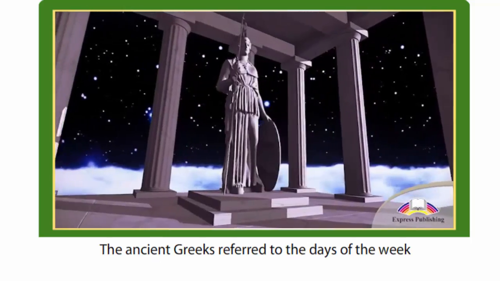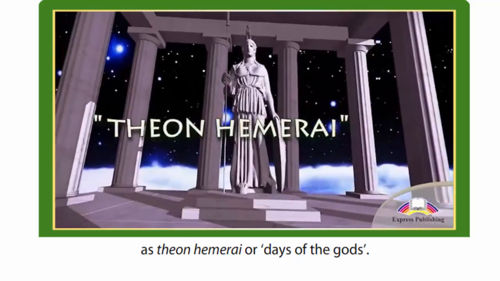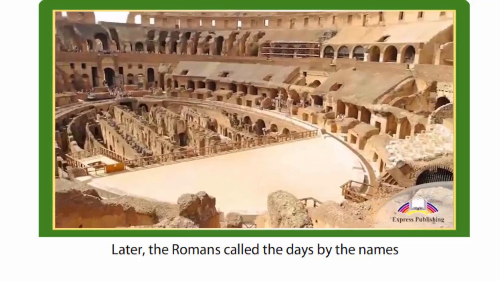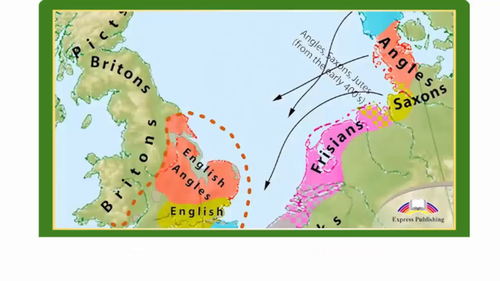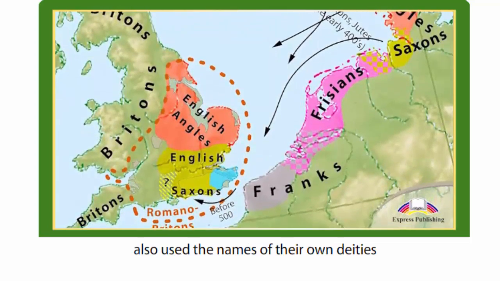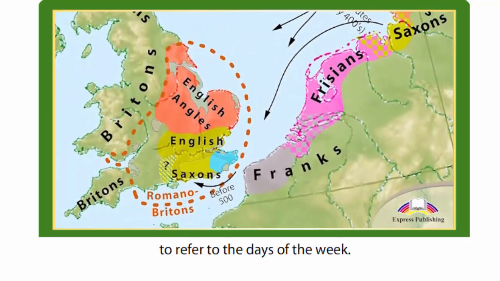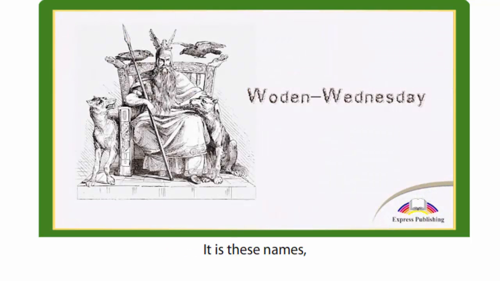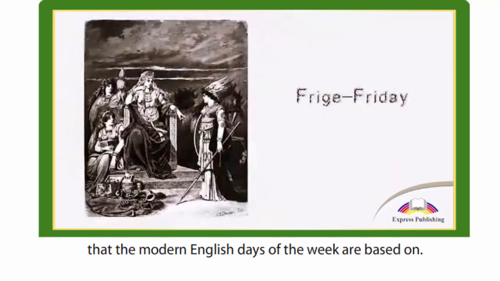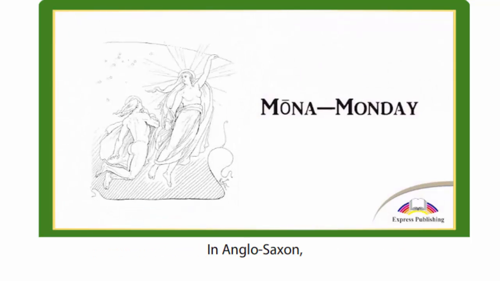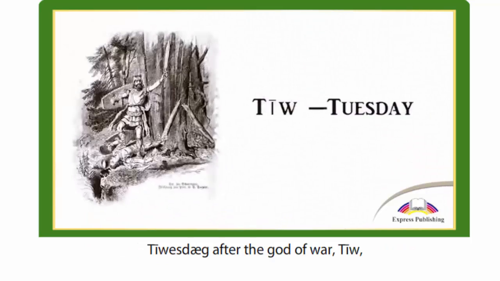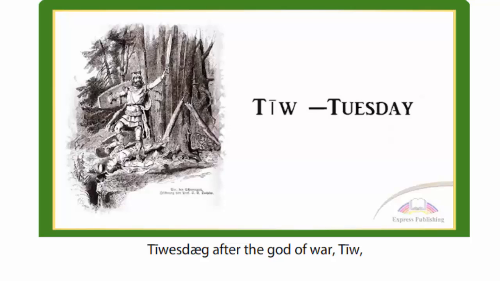The ancient Greeks referred to the days of the week as Theon Hemerai, or days of the gods. Later, the Romans called the days by the names of their own gods. The Anglo-Saxons, a Germanic tribe of Northern Europe, also used the names of their own deities to refer to the days of the week. It is these names, rather than their Greek or Latin counterparts, that the modern English days of the week are based on. In Anglo-Saxon, Monendag was named after the moon goddess, Mona, Tuesdag after the god of war, Tiw, and so on.